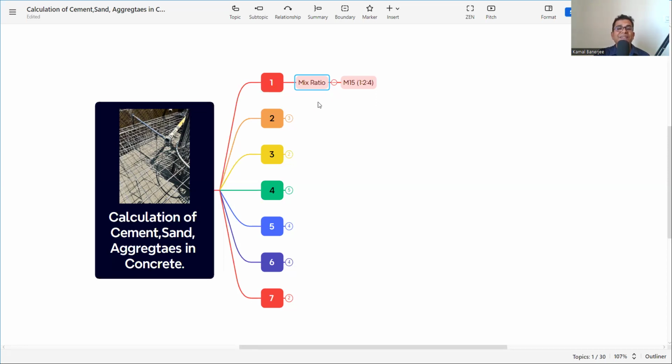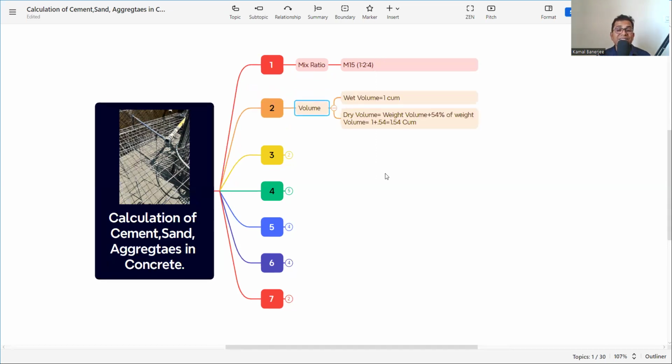So now we have the mix ratio, that is 1:2:4. Now we need to know the volume. Now here is a catch. If you want to make concrete for 1 cubic meter, that is called wet volume. The concrete is sand, cement, aggregates, and after adding the water, it becomes wet concrete. Whatever quantity we are measuring in a dry condition, if we calculate for 1 cubic meter and the material is in a dry condition, what will happen?